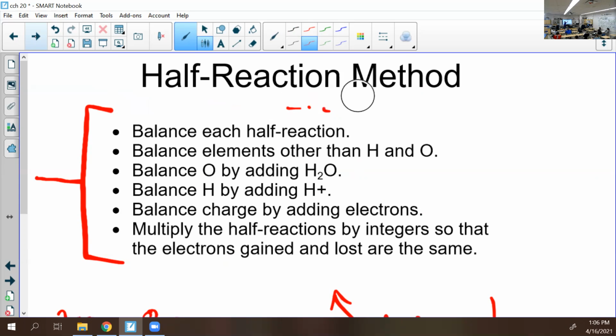All right, so to take care of oxygen, we add water. Then balance H by adding H plus. Then balance the charge by adding electrons. Multiply the half reactions by integers so that the charges gained and lost are the same. So this is what we're going to do.